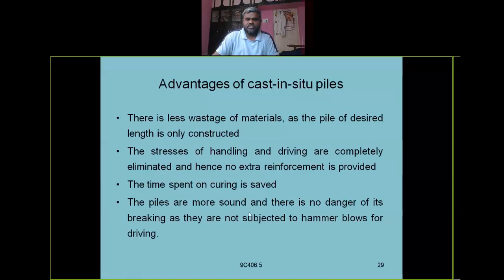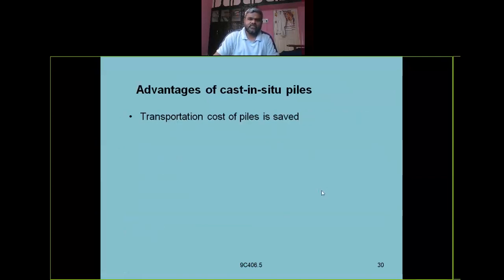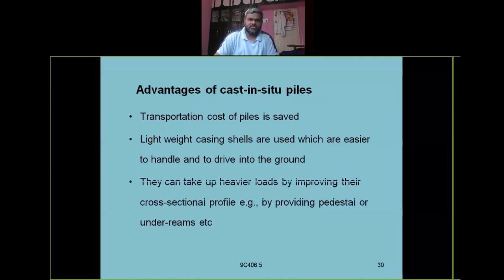The piles are more sound, there is no danger of breaking, and they are not subjected to hammer blows or driven. Precast piles are driven with hammer blows, so here it is not there, right? These are some advantages of cast in situ piles.